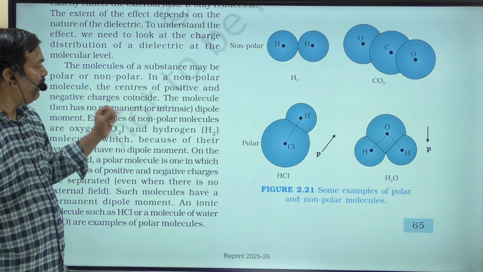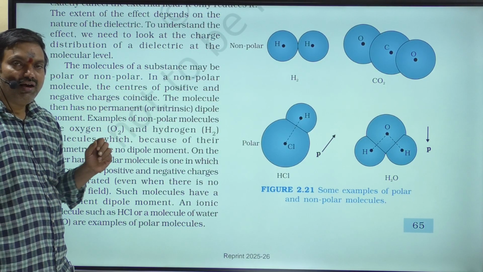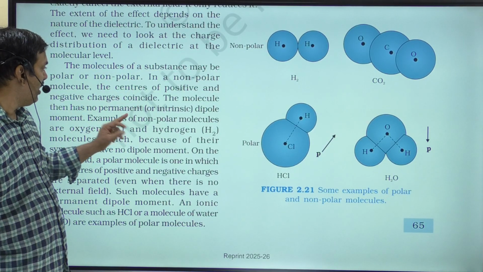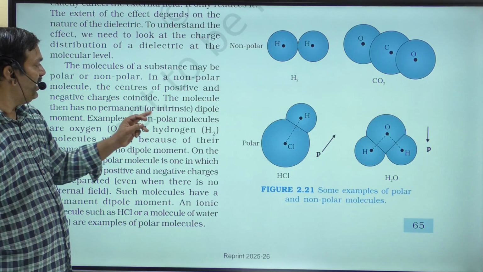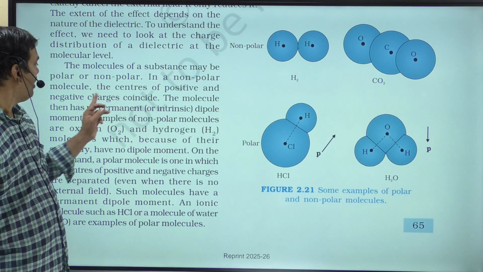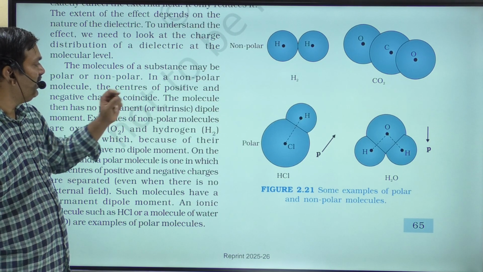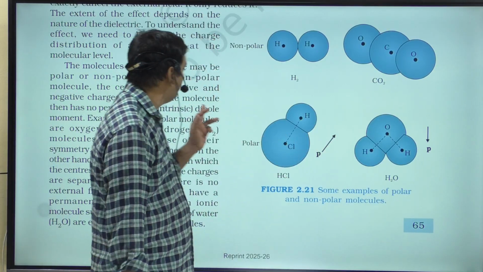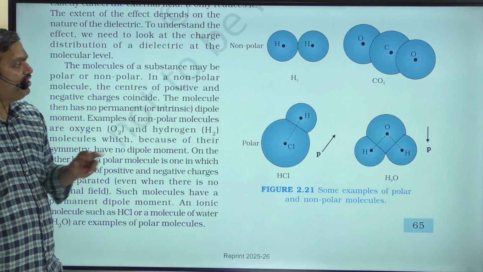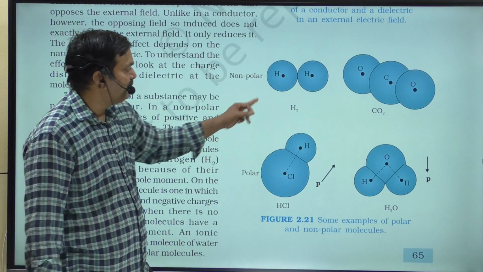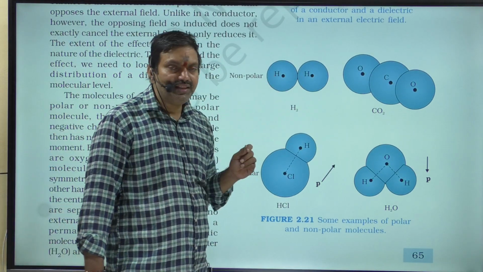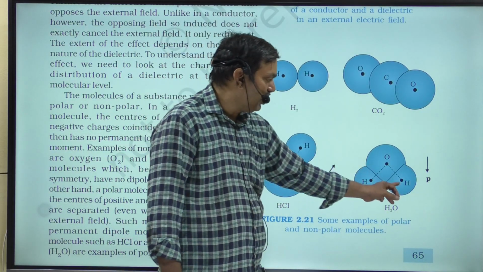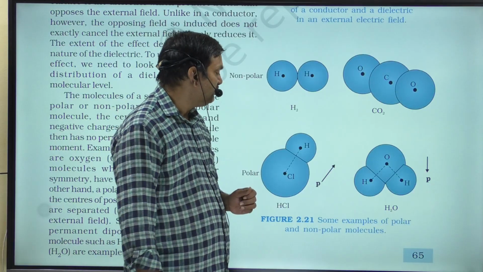So when you look at the molecular level, basically for any substance, molecules are of two types. One is polar molecules and the other is non-polar. Fine. Now, as you see here, the centers of positive and negative charges coincide, particularly in a non-polar molecule. The centers will coincide in the case of a non-polar molecule, but for polar molecules, the centers do not coincide. That is what you observe here.